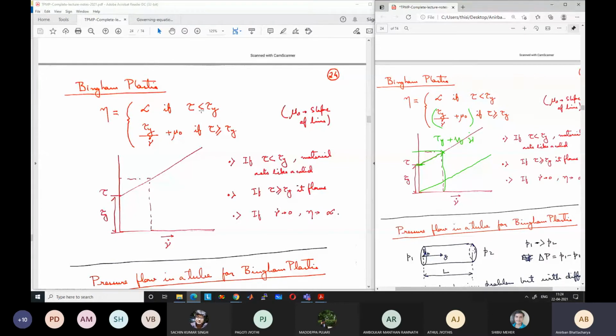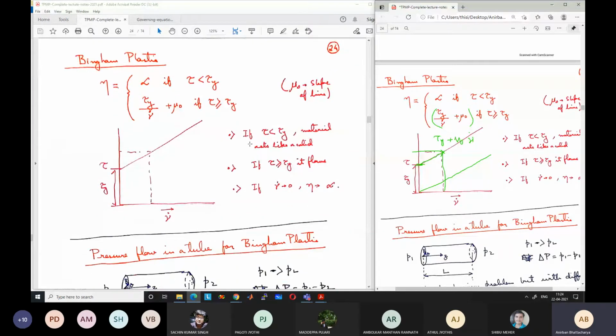So below tau y, viscosity is infinity. Above tau y, it follows a linear pattern starting from tau equal to tau y. This is summarized here: if tau is less than tau y, the material acts like a solid. If tau is greater than tau y, it flows. If nu dot tends to 0, viscosity tends to infinity. Mu 0 is the slope of this line.